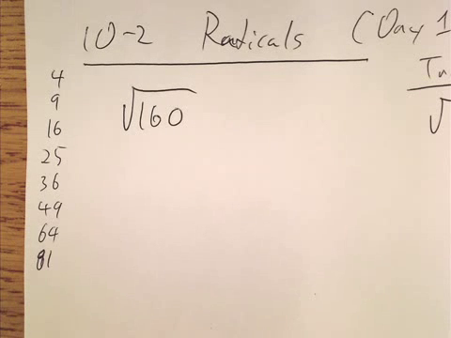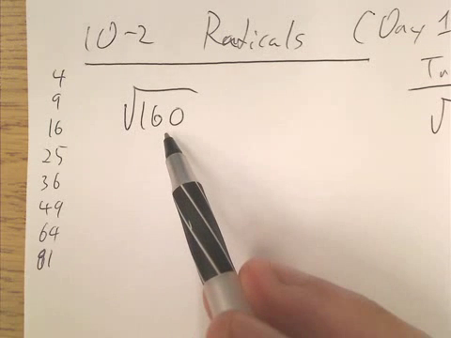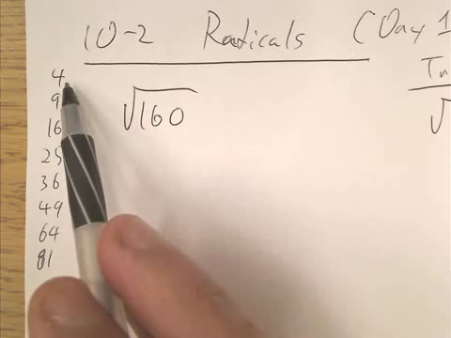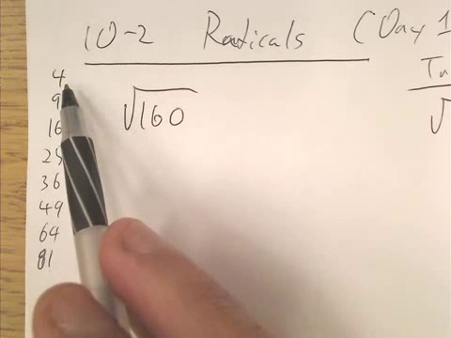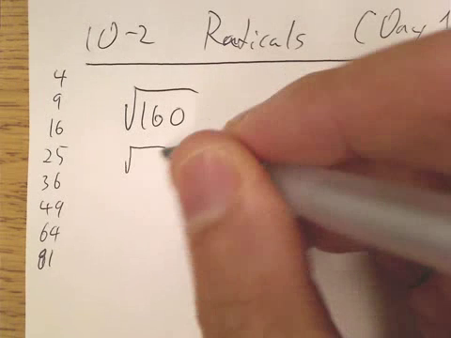And what you need to do if you have just the numbers, find the biggest number that goes into this. So you'll often have a couple of options. With 160, 4 will go into 160. But 16 will go into 160, and that's better. You want the biggest number possible that will go into it. So we're going to break this up.